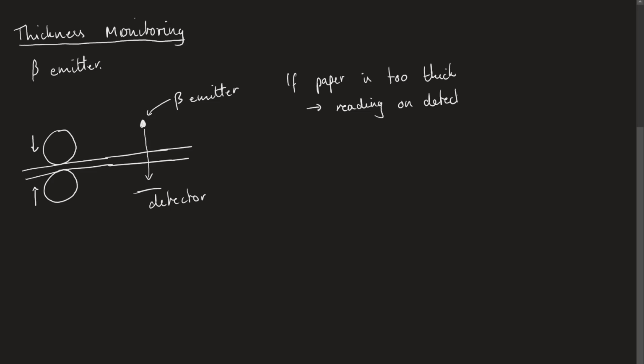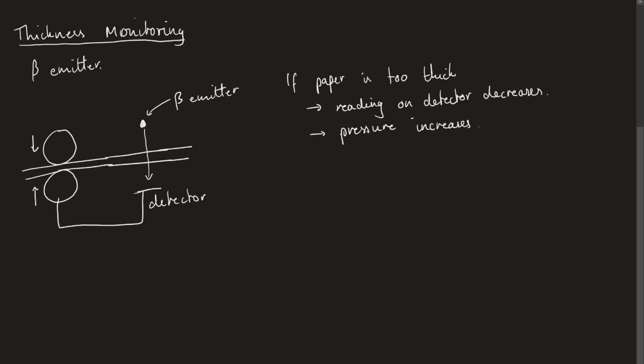So the amount of radiation that it actually detects is going to decrease, because the thicker this paper gets, the more chance it has of stopping this beta particle, or at least slowing down this beta particle significantly. If it was metal, you can get to a certain thickness where you can completely stop this. So if the paper gets too thick, the reading on the detector decreases, and this detector is then electrically connected to the pressure on the rollers, and then if the reading on there decreases, the pressure increases.